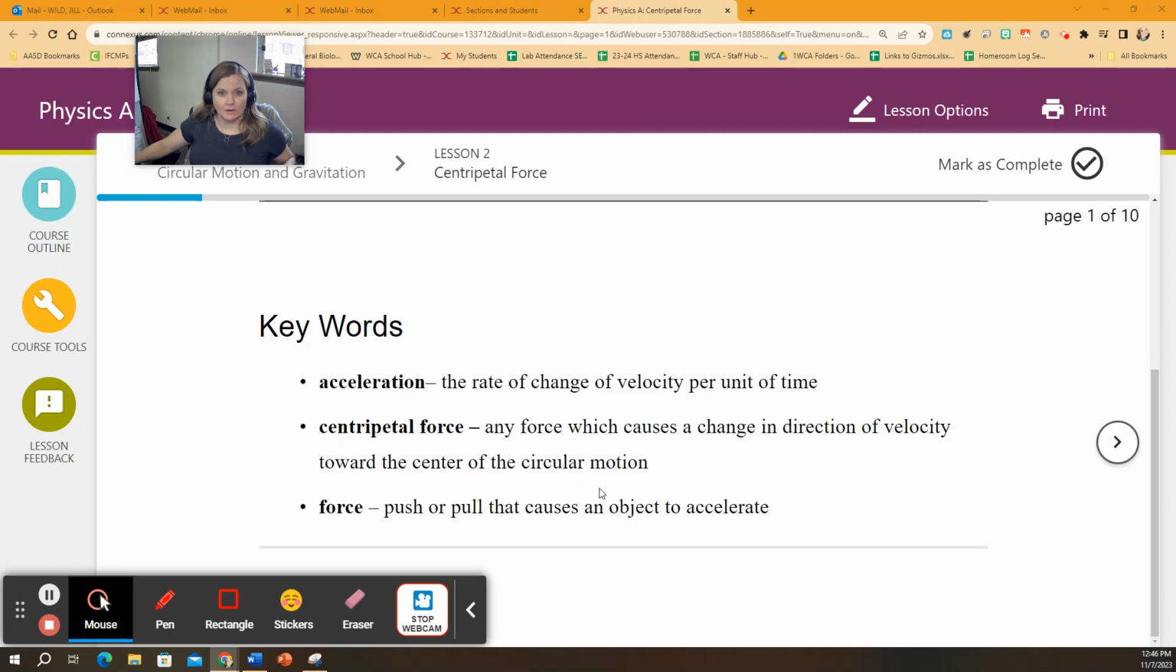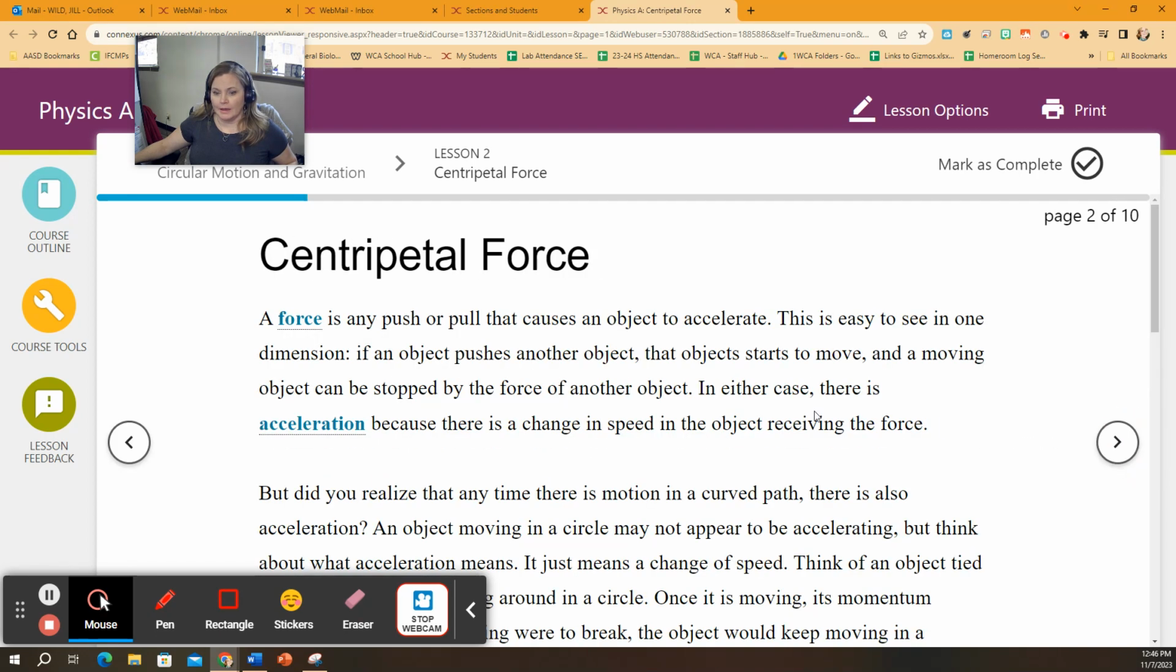I'll just be going through the lesson with you and hopefully clear up any confusion you may have. So we're talking about centripetal force, which is basically just force in a circular motion system. Remember that force is any push or pull that causes an object to accelerate. Keep in mind the definition of force is mass times acceleration, according to Newton's second law.